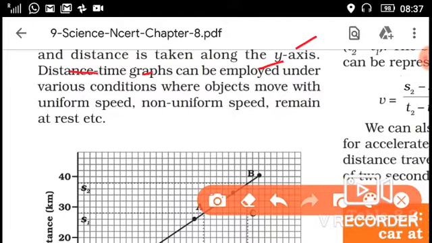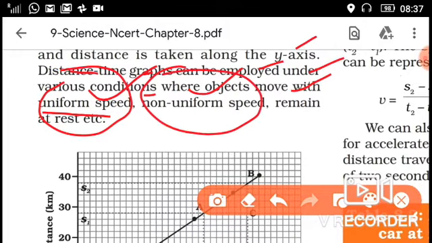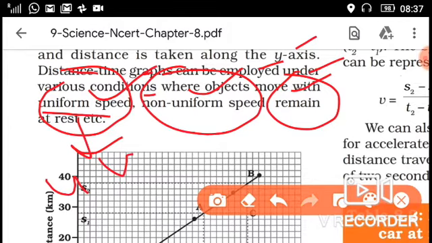The distance-time graph can be employed under various conditions. There are three conditions: either the object has uniform speed, non-uniform speed, or remains at rest. First, second and third. You can call it uniform velocity also, non-uniform velocity also. Why? Because if you take displacement, then you will call it velocity.